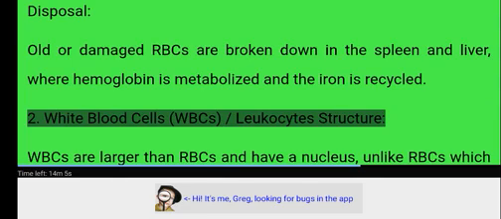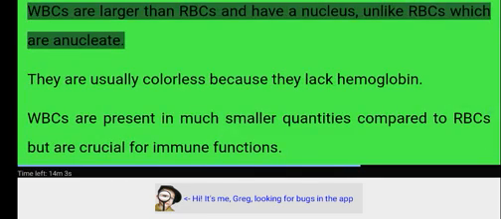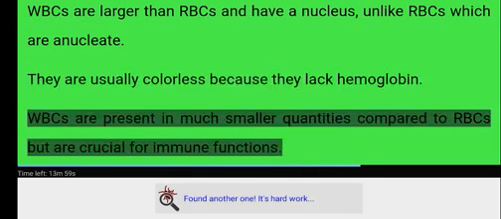2. White blood cells, WBCs, leukocytes. Structure: WBCs are larger than RBCs and have a nucleus, unlike RBCs, which are enucleate. They are usually colorless because they lack hemoglobin. WBCs are present in much smaller quantities compared to RBCs but are crucial for immune functions.